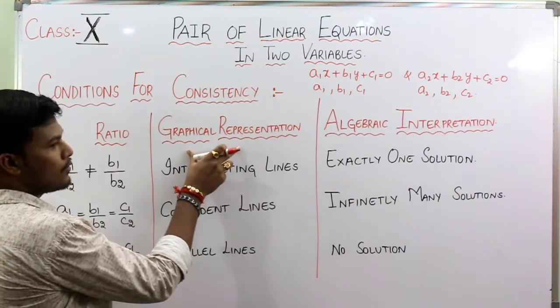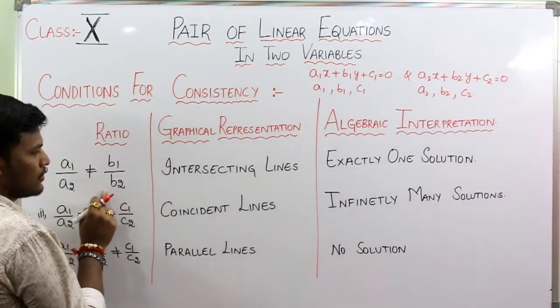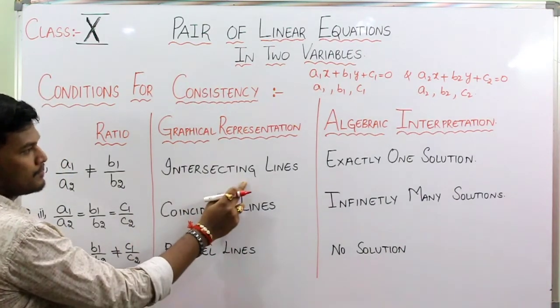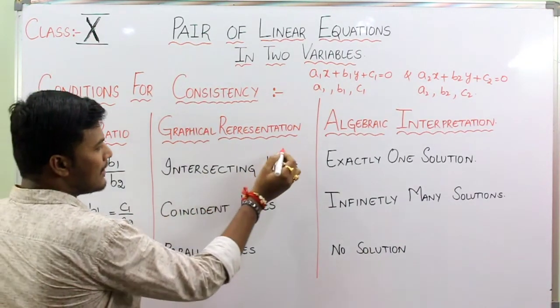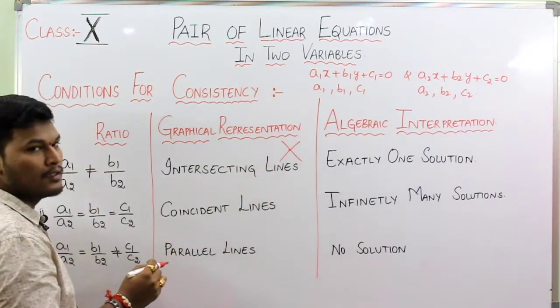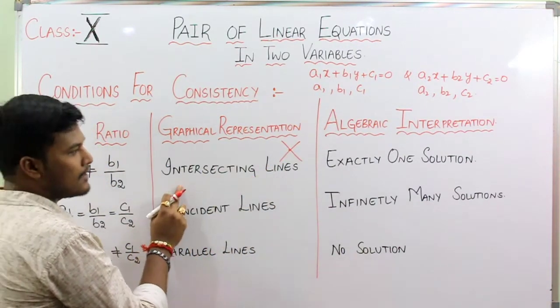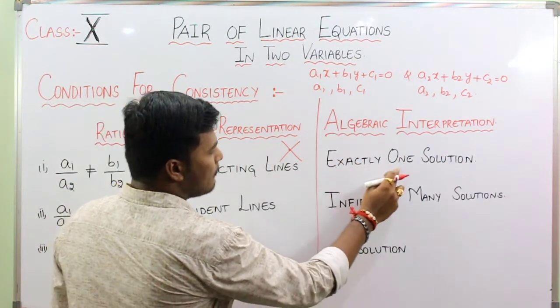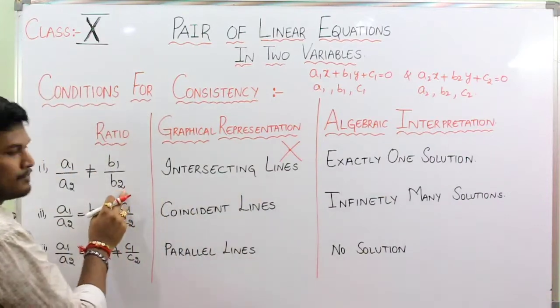When we do the graphical representation of this condition, these two lines will give us intersecting lines. As they are intersecting lines, they both will have one common point of intersection. So that is the reason the algebraic interpretation will be exactly one solution for this condition.